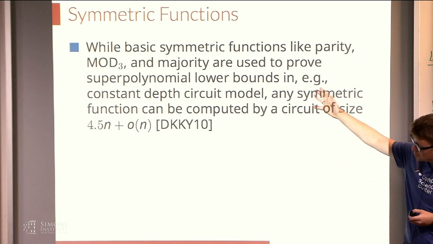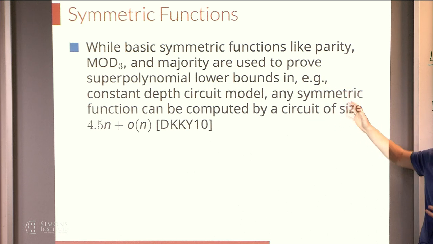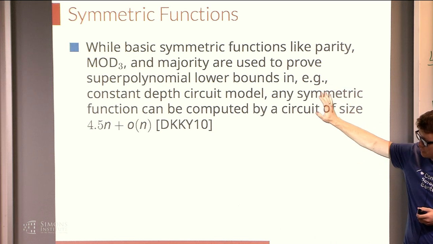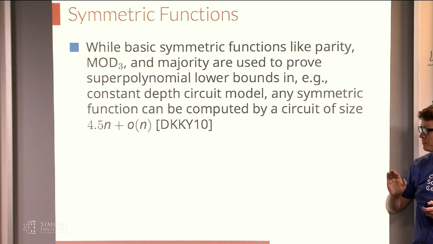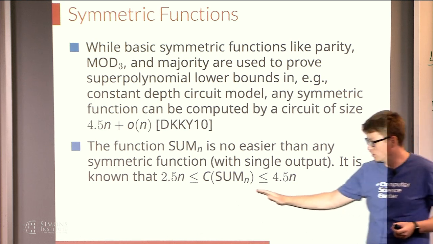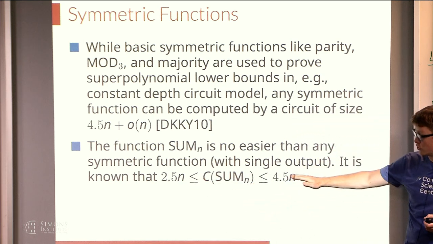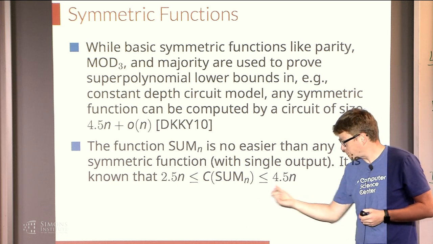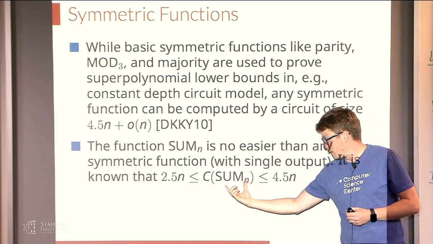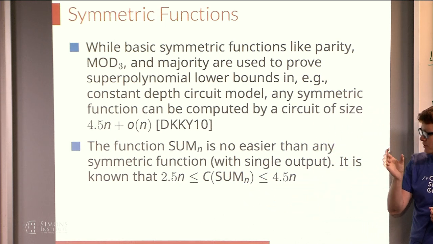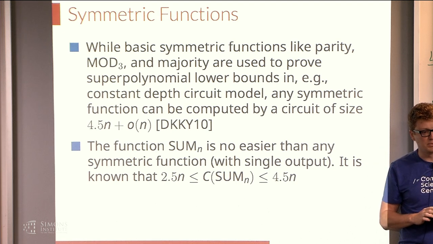So this in particular shows that some restricted models are quite weak, while general circuits are quite strong, right? What is known about symmetric functions is that for many of them we do know a lower bound 2.5n, and for all of them we know an upper bound 4.5n, and this is actually done through the function which takes n bits and outputs the logarithm of n bits, which represents the sum of the n bits.